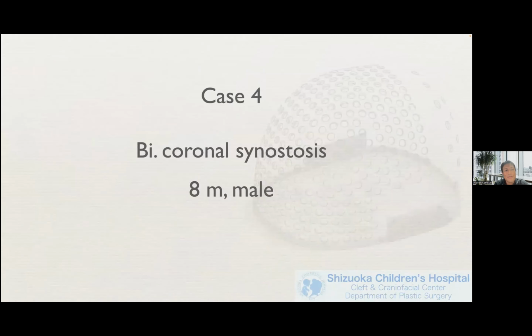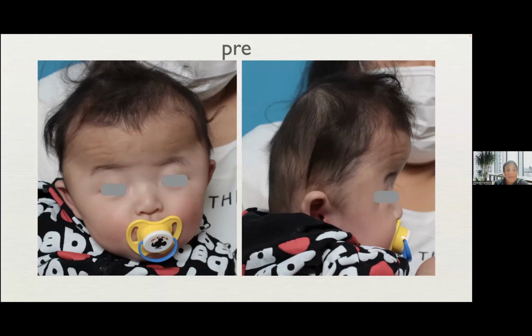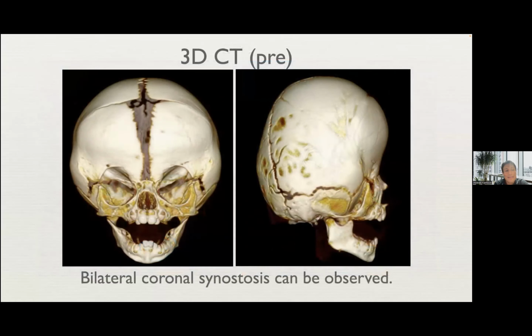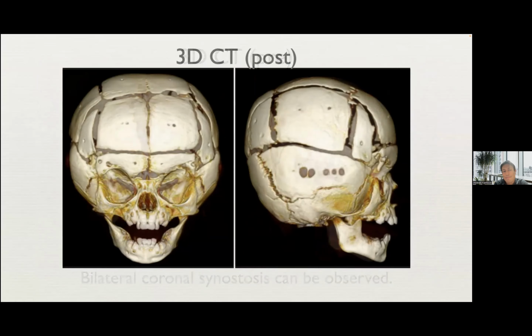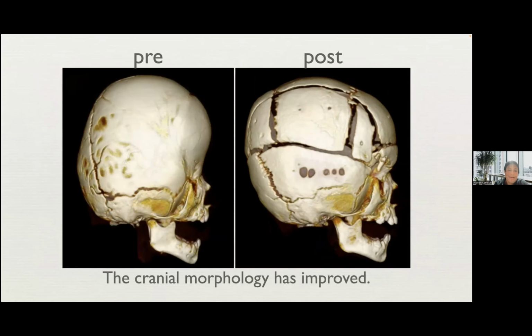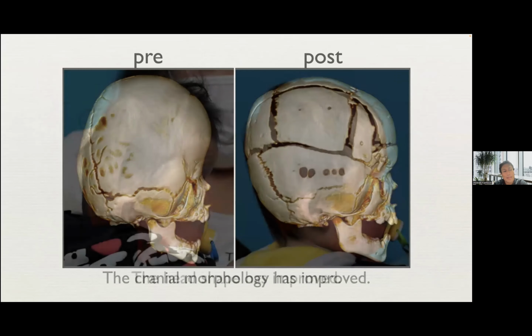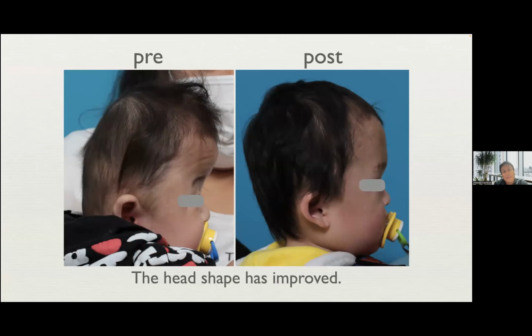Case 4, bicoronal synostosis, 8-month-old male, with severe brachycephaly. In these 3D CT images before surgery, bilateral coronal synostosis can be observed. This is a postoperative 3D CT. Comparing before and after the surgery, we can observe an improvement in the cranial morphology. And these are comparisons between the pre- and postoperative photos. The head shape has improved.